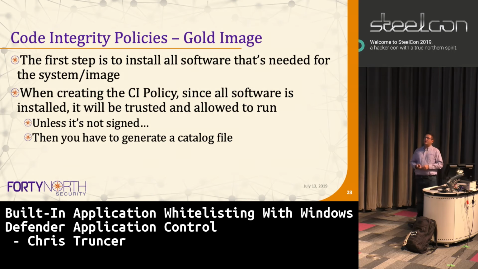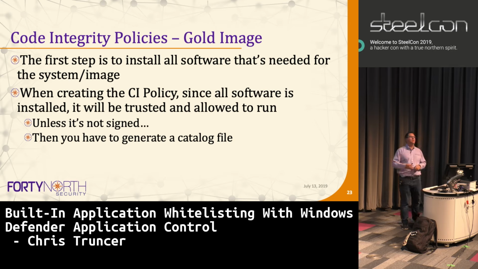Let's look at gold image policies. Well, the first step on this is to install all the software that's needed for the system to create the rule set that you want, right? When you're creating the code integrity policy, since all software is installed, all of it's going to be trusted and allowed to run. And that's, again, unless it's not signed, in which case you need to create a catalog file.